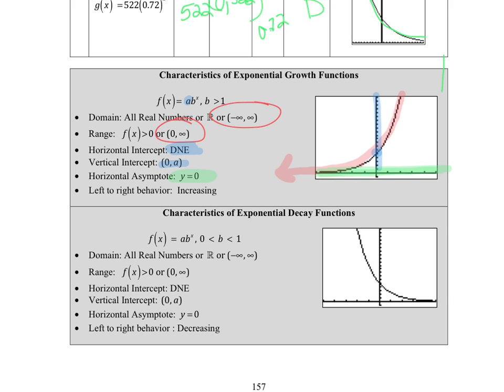Exponential decay functions are really going to be the same stuff. They're still going to have the same domain, all real numbers. They're still going to have the same range from 0 to infinity. They're still never going to touch the x-axis. They're still going to have a vertical intercept that is the initial value of the function. They're still going to have that same horizontal asymptote at y equals 0 because they're never going to cross this line. The only thing that's different about a decay function instead of a growth function is that it's decreasing instead of increasing. So you'll just want to recognize that. If you see the line going down from left to right, it's decay. If you see the line going up from left to right, it's growth.